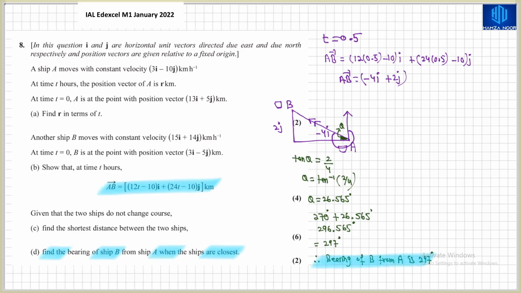This was question number 8 of the International A-Level Edexcel M1 January 2022 paper.